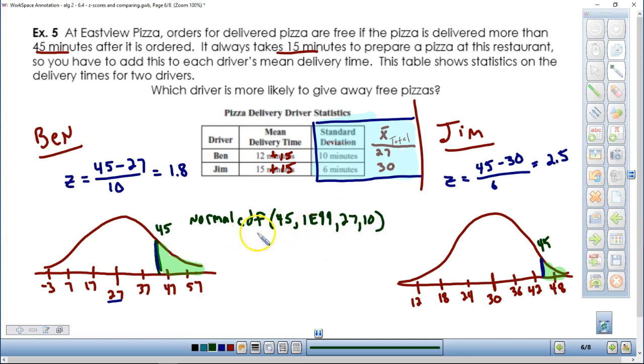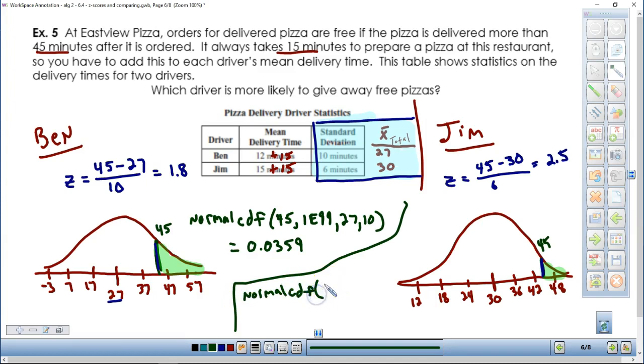When you put this into your calculator, you get 0.0359. So he's going to be giving free pizzas about 3.6% of the time. When we look at Jim, we're going to use that normal CDF again, but we are going to have a different mean and standard deviation. So we're still saying to the right of 45, but a new mean of 30 and a new standard deviation of 6.